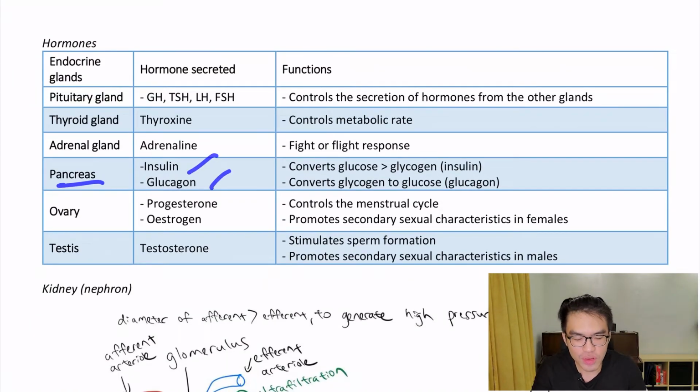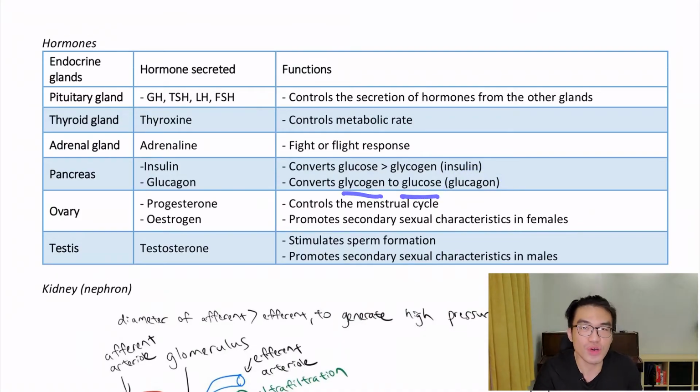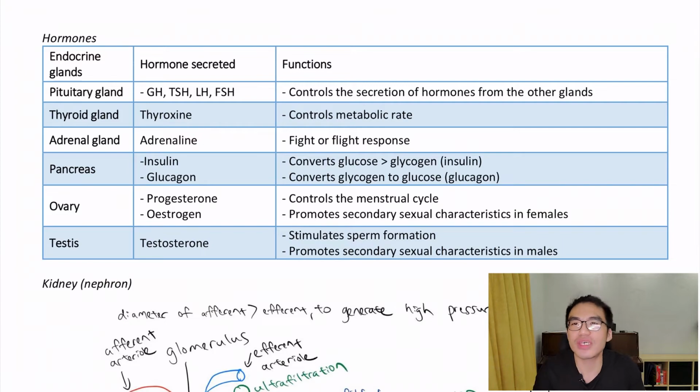Pancreas, insulin and glucagon. Insulin, this is for diabetic patient, which means to convert glucose to glycogen to store sugar. And then glucagon is to release sugar to convert glycogen into glucose. Ovary, we will go into this in reproduction later. Progesterone and estrogen, this is for menstrual cycle and for your puberty, secondary sexual characteristics. Testes, same thing, your testosterone, they will make your sperm develop puberty in males.